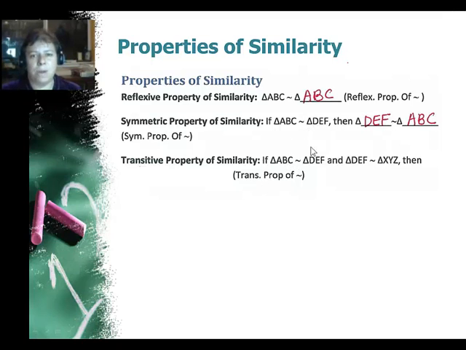The transitive property of similarity is kind of like a transitive. It has to do with transport, and it's kind of like you go triangle ABC is similar to DEF, triangle DEF is similar to triangle XYZ. Then I can take the shortcut and go all the way from triangle ABC to triangle XYZ. And that is the transitive property of similarity.